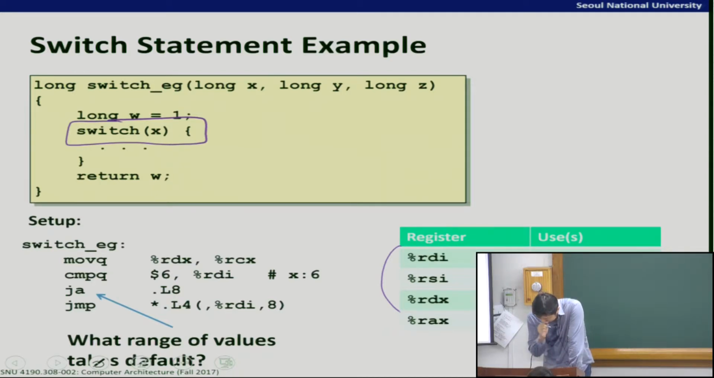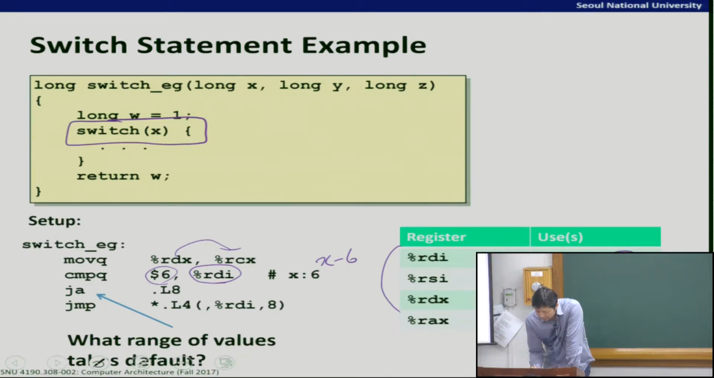Here, in the switch statement, you first copy the value of RDX, the argument z, to RCX. You simply copy it, for some reason, maybe because it's updated in a later statement. Secondly, you compare the value of RDI against the constant 6. The value of RDI is the value of x, so this computes x minus 6 without updating the register. This is the compare instruction.